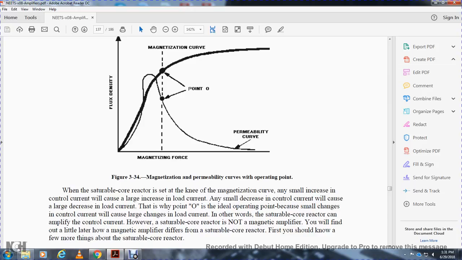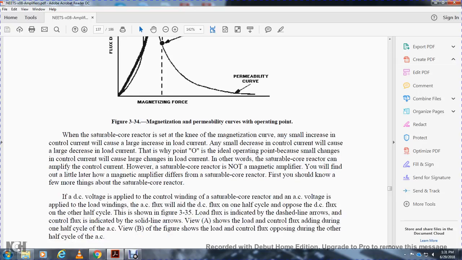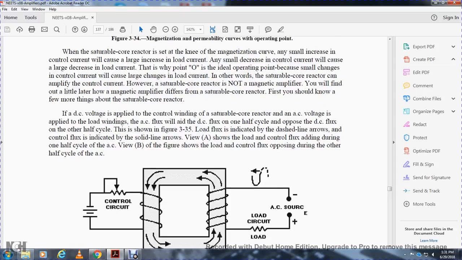In other words, a saturable core reactor can amplify the control current. However, the saturable core reactor is not a magnetic amplifier. You will find out only a little later how a magnetic amplifier is different from a saturable core reactor. For this, you should first know a few more things about saturable core reactors.